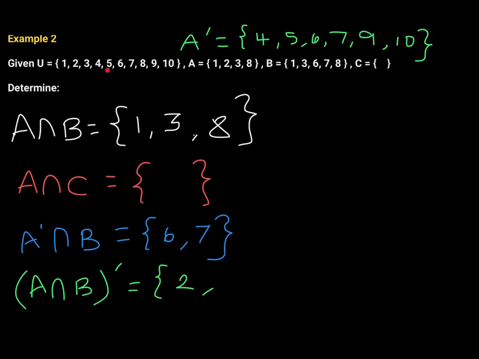4, 5, 6, and 7 are not in A intersection B, so they all make it into the complement thereof. 8 doesn't make it into the complement because it's already in A intersection B, but both 9 and 10 are not in A intersection B, therefore they're part of our complement as well. And that completes our set. So 2, 4, 5, 6, 7, 9, and 10. Very good.